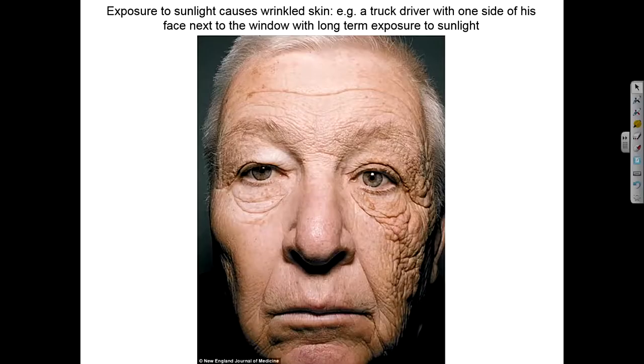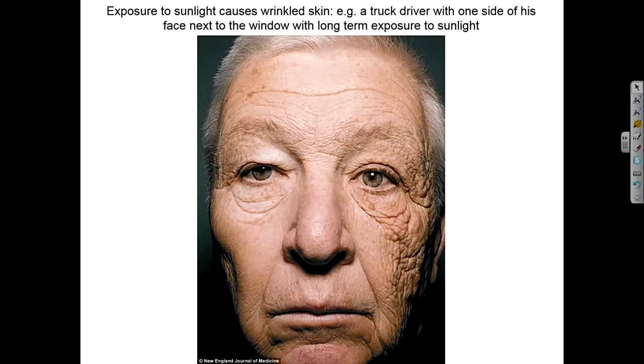Okay, this guy was a truck driver for his whole life. And on the left side, this side, that was against the window. So against the window, he was getting fried by sunlight all the time while he was driving around. This was the side inside the cabin, not exposed to sunlight. So you can see sunlight exposure to ultraviolet radiation causes wrinkling and damage to the skin, okay?